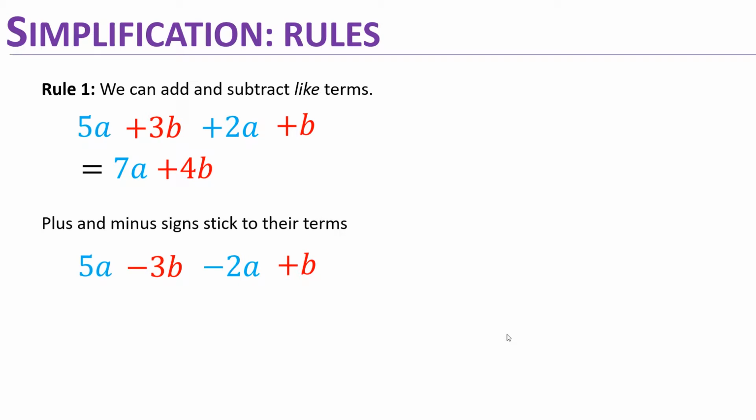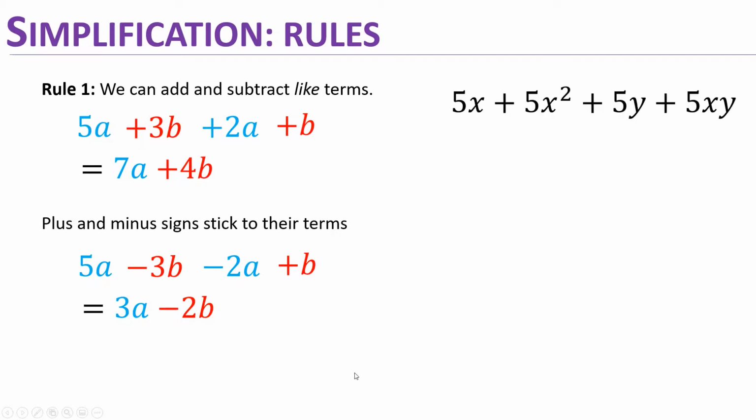When there are negative signs, they stick to the next term when we combine terms. So in this example, to combine 5a and negative 2a, we calculate 5 minus 2, that is 3, so 5a minus 2a gives 3a. And likewise, for the other two, we calculate negative 3 plus 1, that is negative 2, so negative 3b plus b gives us negative 2b. This result cannot be simplified further because there are no like terms anymore.